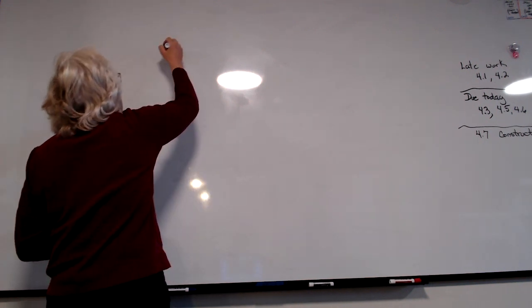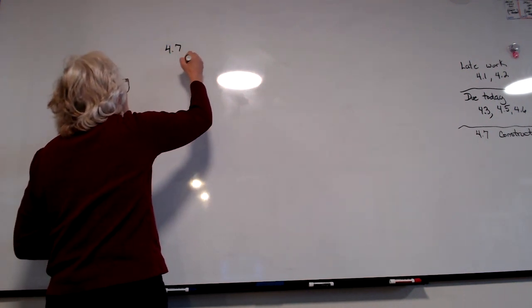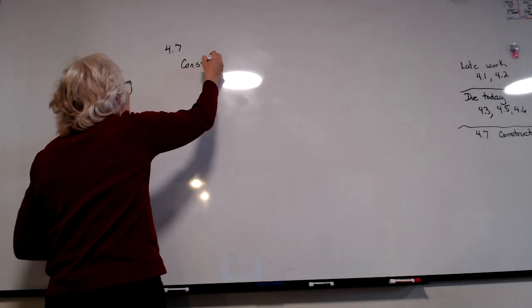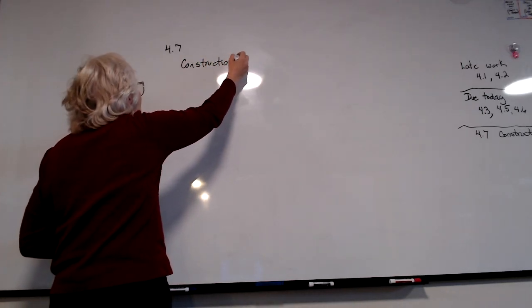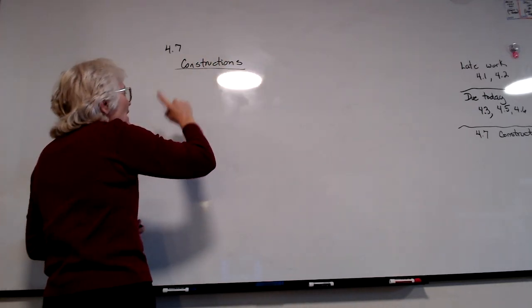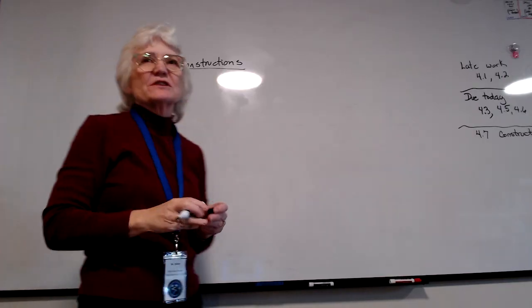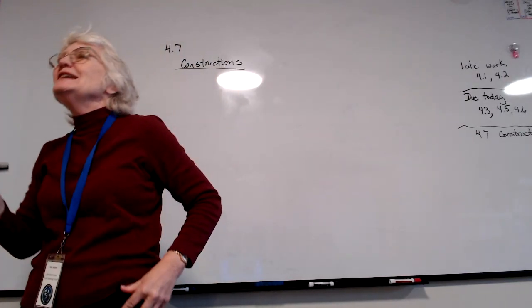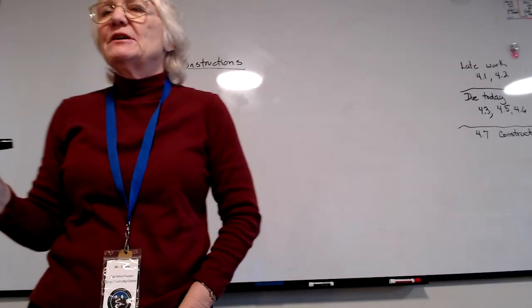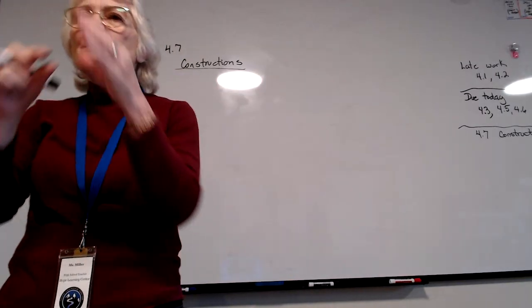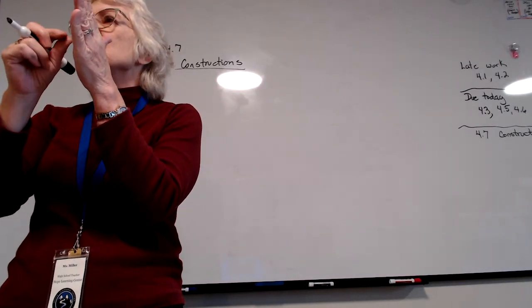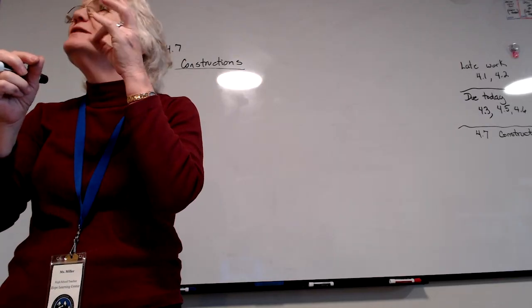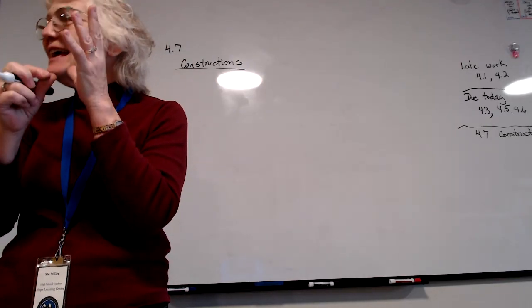4.7. It's on constructions. Okay. One thing with constructions is they are usually more accurate. Okay. If you can get your compass so it doesn't move on you, okay, get it tight.